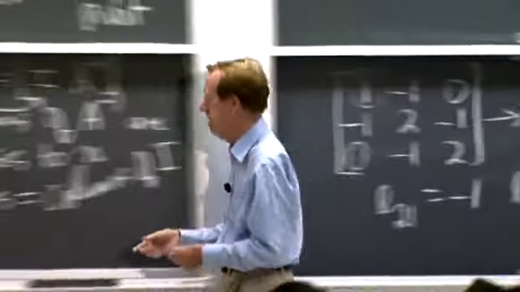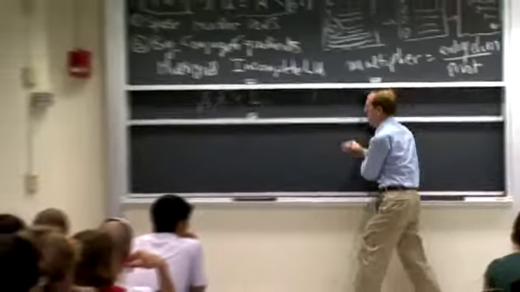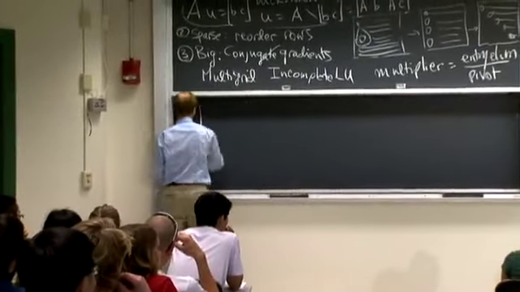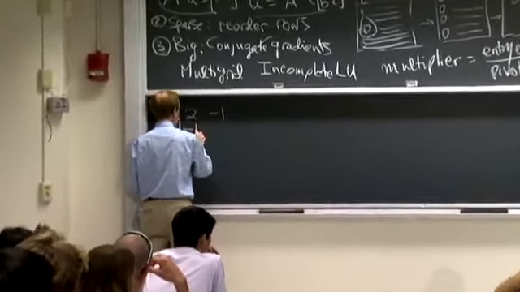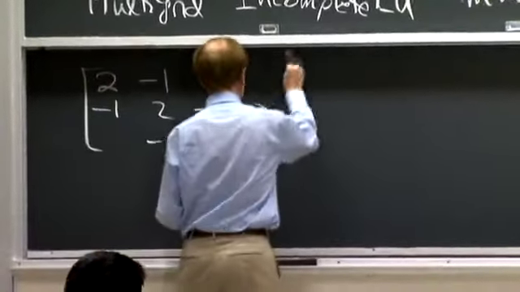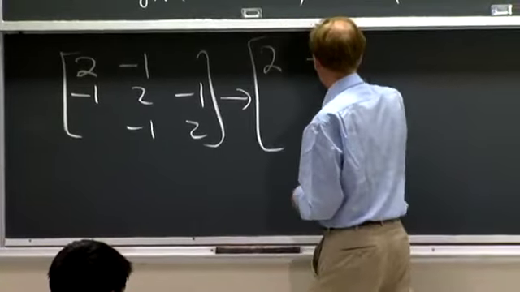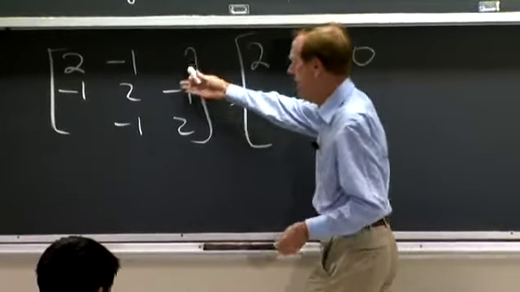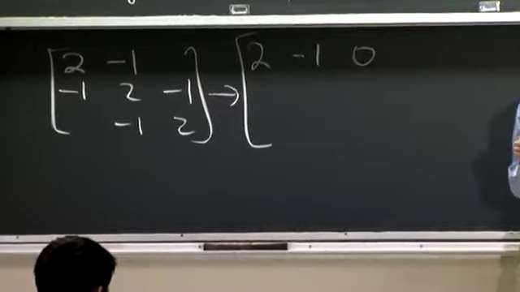Let me just do a second problem here. I'll do the fixed guy. Okay, so let's just do elimination on that. That's the first pivot. Subtract. Now, what's the multiplier now?